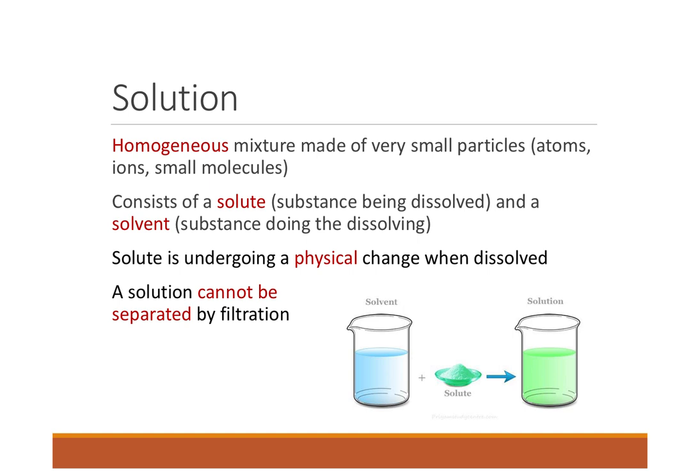So a solution is a homogeneous mixture. It looks all the same, and it's made up of very small particles. Solutions can contain individual atoms or ions from atoms or even small molecules. A solution is made by combining a solute, which is the substance that will be dissolved, and a solvent, which is the substance doing the dissolving.